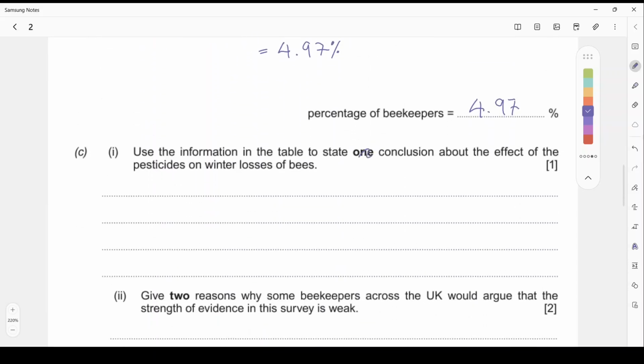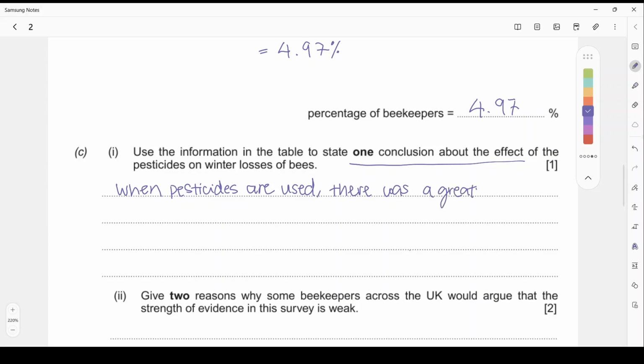Okay, so one conclusion about the effect of pesticides on winter losses of bees. So, when pesticides are used, there was greater percentage loss in winter losses. Okay?